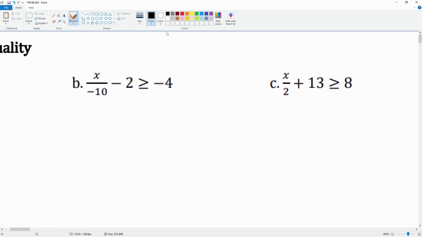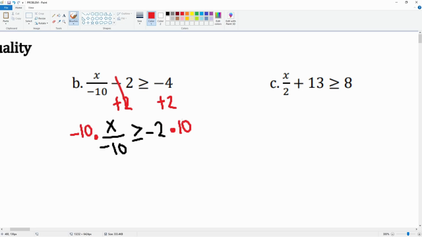Next, B. We have x divided by -10 minus 2 is greater than or equal to -4. We're going to add 2 to both sides here, so this cancels, just leaving you with x divided by -10, which is greater than or equal to -2. Now you want to multiply by -10 to both sides, so this does cancel, leaving you with just an x. Notice when we multiply by this -10, the inequality flips. The -2 times -10 becomes a +20.